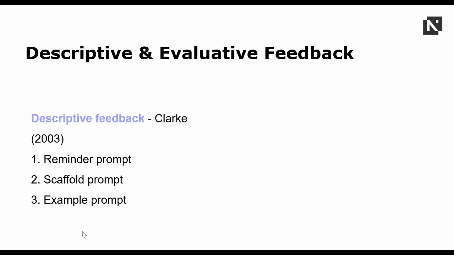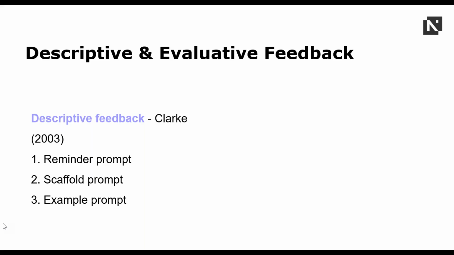So we've got two types of feedback. We've got descriptive and evaluative. Evaluative is the judgment by the teacher. However, descriptive can be broken down into three areas. Clark in 2003 suggested these three types of areas and prompts for providing feedback. They are reminder prompts, scaffold prompts, and example prompts.